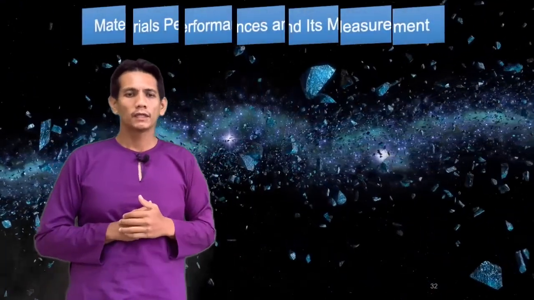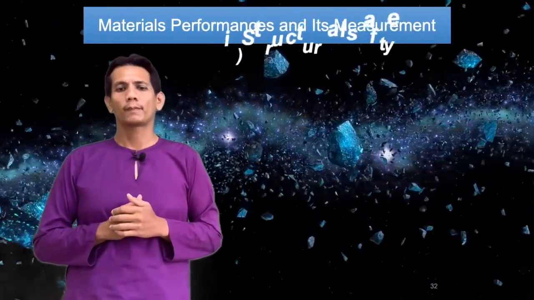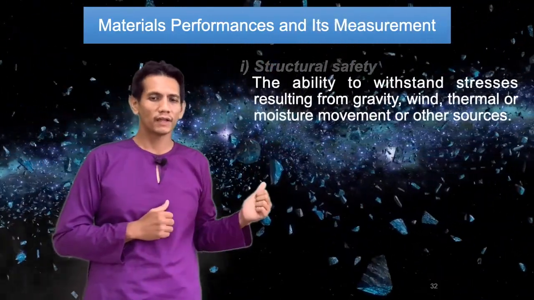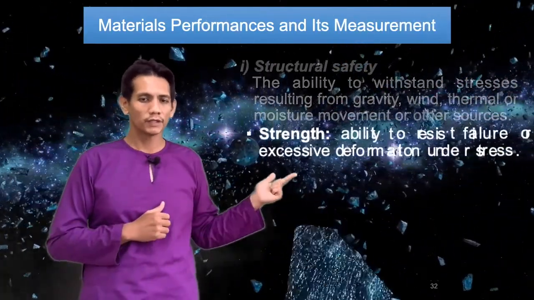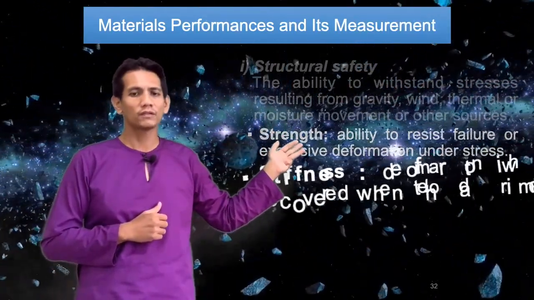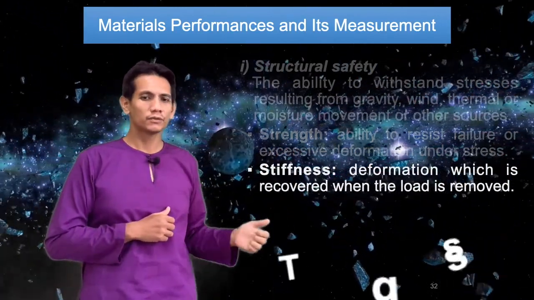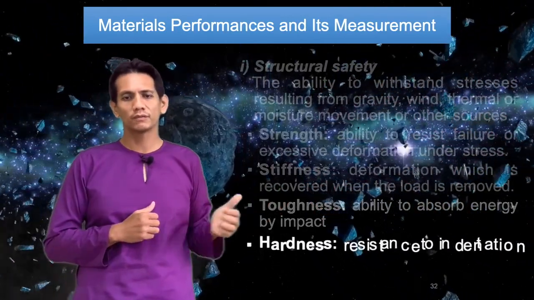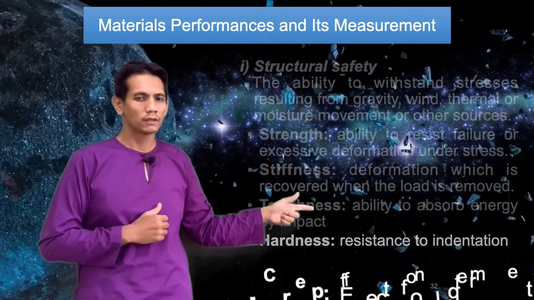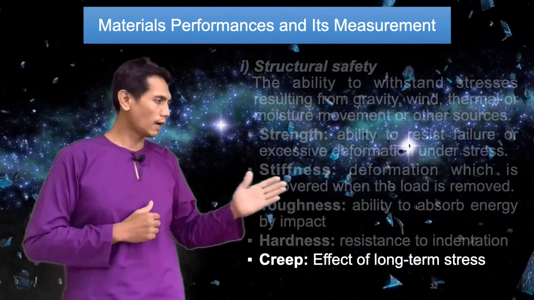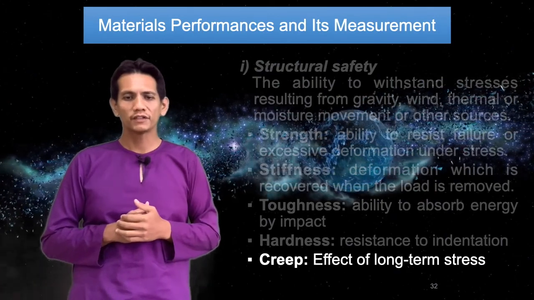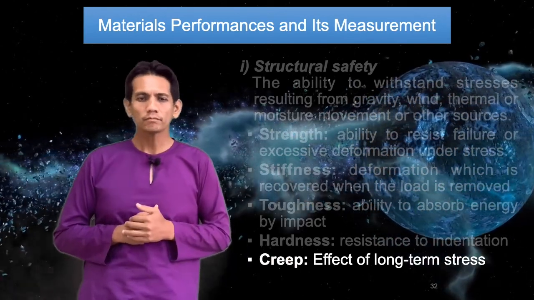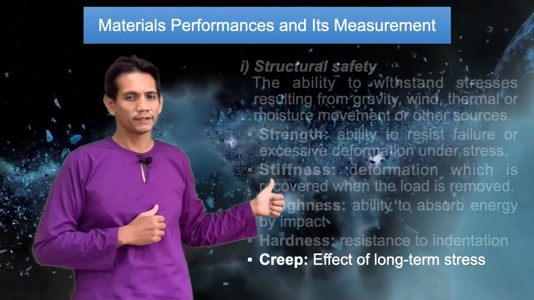Okay. And then material performance and its measurement. First, structural safety. We need to measure the structural safety. The ability to withstand stresses resulting from gravity, wind, thermal, or moisture removal or other sources. In terms of strength, ability to resist failure or excessive deformation under stress. Stiffness, deformation which is recovered when the load is removed. Toughness, ability to absorb energy by impact. Hardness, resistance to indentation. Creep, effect of long-term stress. So this is the structural safety.